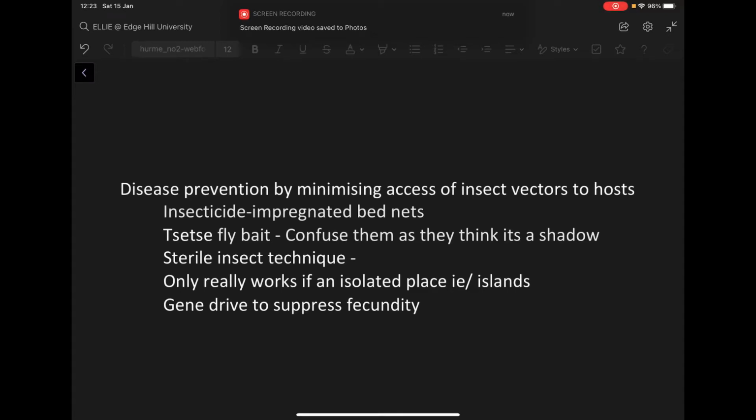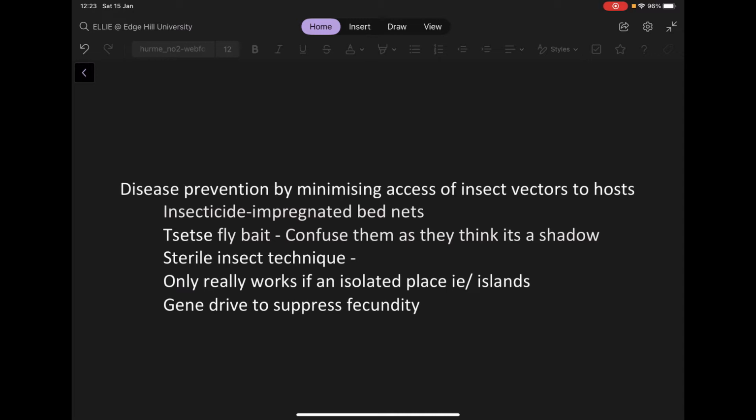So, parasites are a bit of an issue. These are just some general ways we can control them or prevent the spread of disease by them. So you have insecticide-impregnated bed nets. You may have seen these for use in malaria-driven countries. It prevents the insects getting to you and biting you and passing on the parasite.